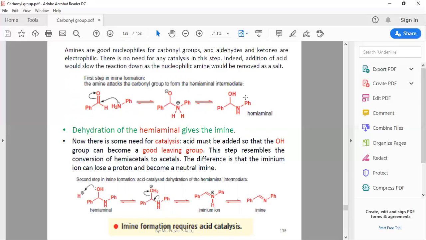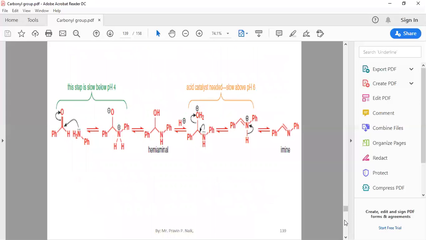In the next step, the catalyst plays a very important role. It will protonate the oxygen, as you can see over here, and forms the leaving group, that is the water molecule, which leaves. It forms iminium ion, and then it converts to imine. So here the catalyst plays a very important role. This happens below pH 4, where the acid catalyst is needed, and it is slow above pH 6.